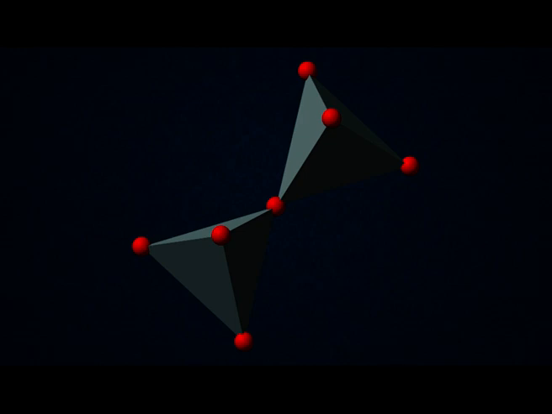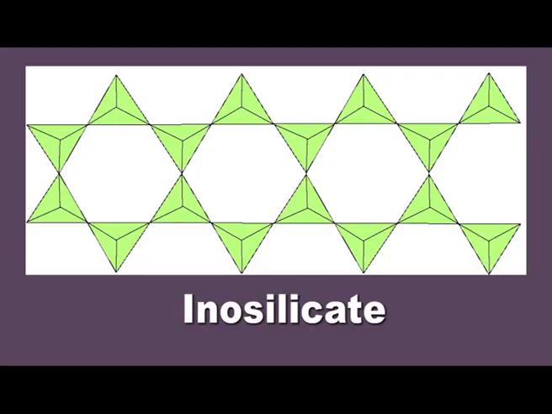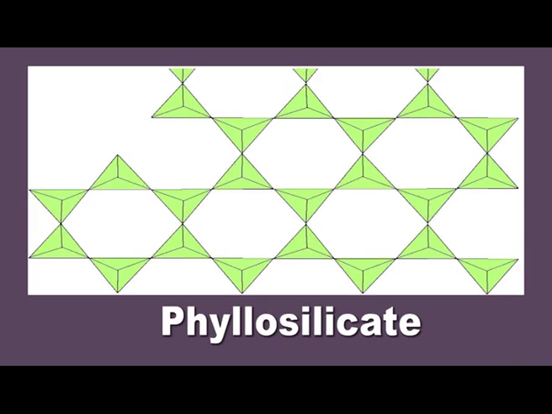Sorosilicates are the silicate minerals consisting of double tetrahedral groups in which one oxygen atom is shared by 2 tetrahedrons. Cyclosilicates, in contrast, are arranged in rings made up of 3, 4 or 6 tetrahedral units. Inosilicates show single chain structures wherein each tetrahedron shares 2 oxygen atoms. Phyllosilicates have sheet structures in which each tetrahedron shares 1 oxygen atom with each of 3 other tetrahedrons.